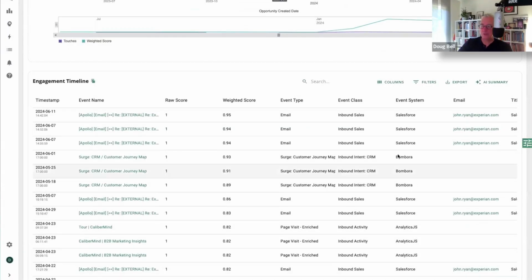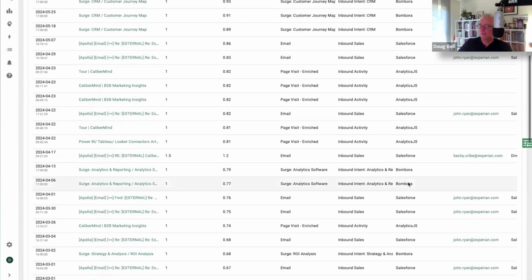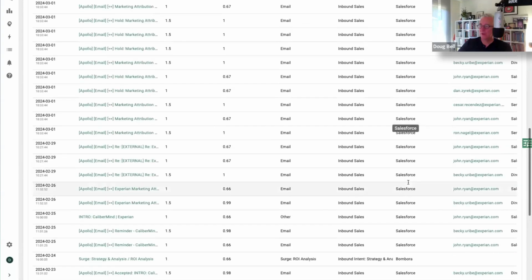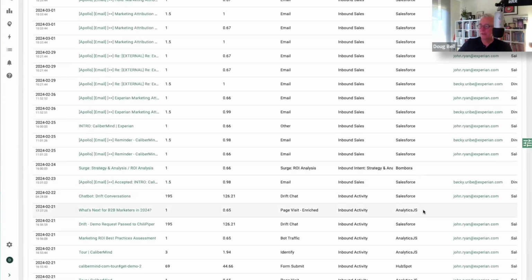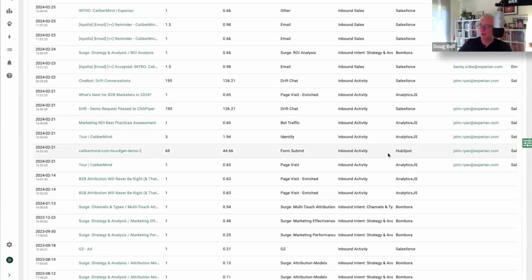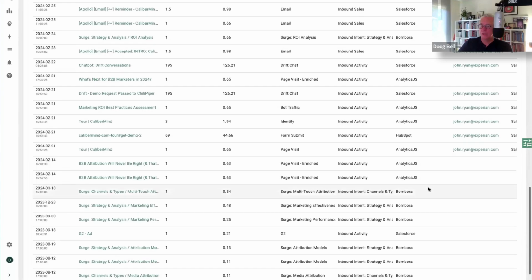And this also includes, as you can see here, a fair amount of intent data. So we're seeing data coming in from Bombora. And if I scroll far enough down, I'm going to find other intent data. And I'm also going to find lots of first-party data showing up here in various forms. If I go far enough back, I'm going to see G2 data.